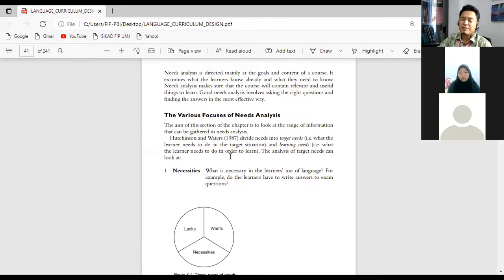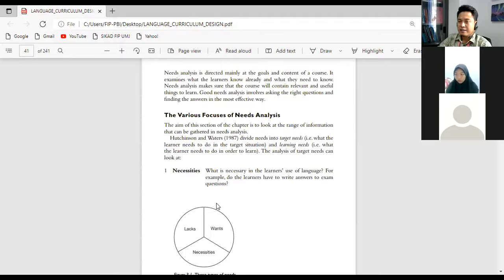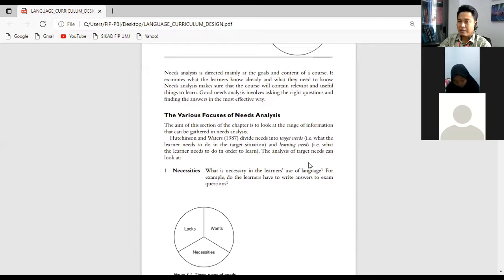Yeah, and then next after that we got here the various focuses of need analysis. This will be the first subtopic of this need analysis chapter. The aim of this section of the chapter is to look at the range of information that can be gathered in need analysis. Hutchinson and Waters 1987 divide needs into target needs. So the first here is target needs, what the learner needs to do in the target situations, and next, learning needs, what the learner needs to do in order to learn.